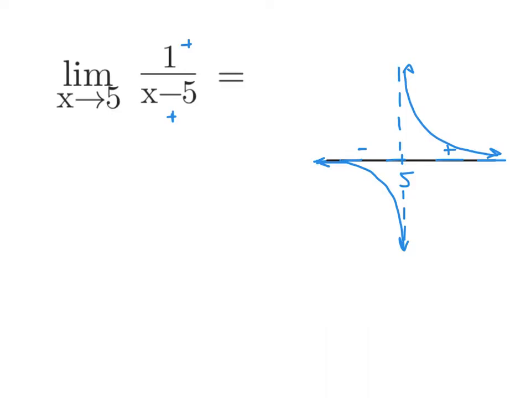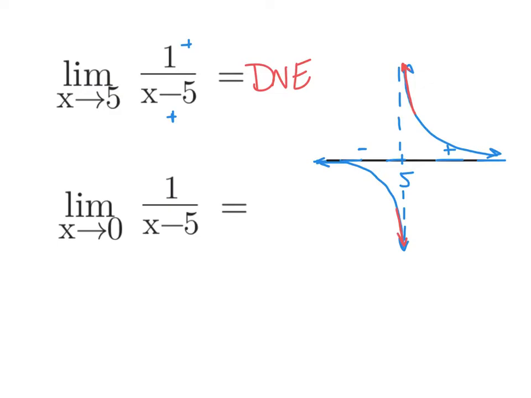Now, when we want to determine the limit as x approaches 5, we notice that if I come at 5 from the left, I'm expecting it to be negative infinity. Coming at it from the right, we expect it to be positive infinity. Because those two expectations are different, that's why this limit does not exist.